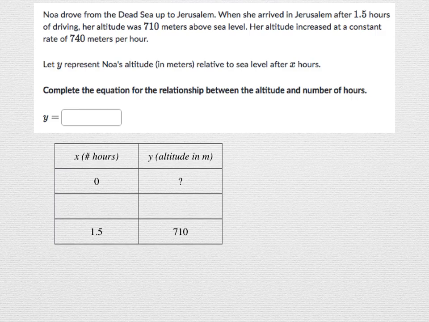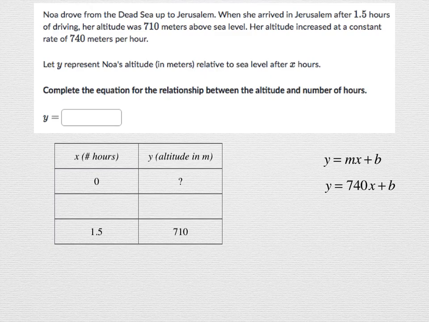I'm also given that she is traveling at a constant rate, so I know this is a linear function. And so the form of the function I think we're going to use is y equals mx plus b, where m is your rate of change that is given to us in the problem. b, the initial value, is not given in the problem, but we can figure it out. So, what is the rate of change that Noah is driving at every hour? It says a constant rate of 740 meters per hour. Okay, so here's my equation.